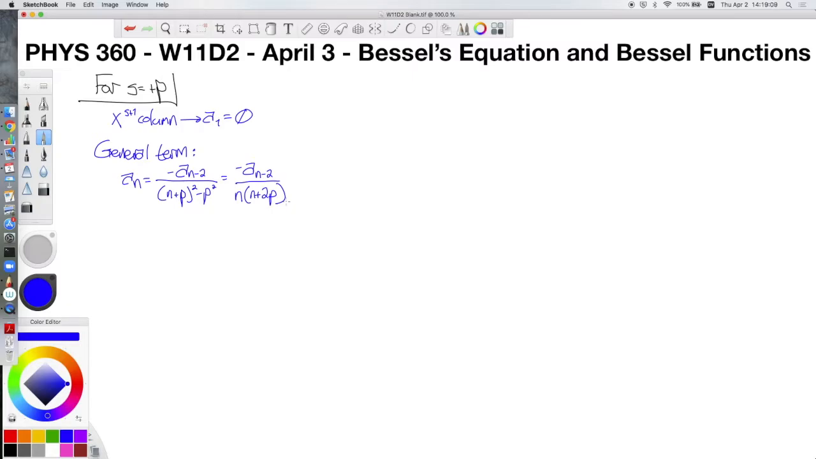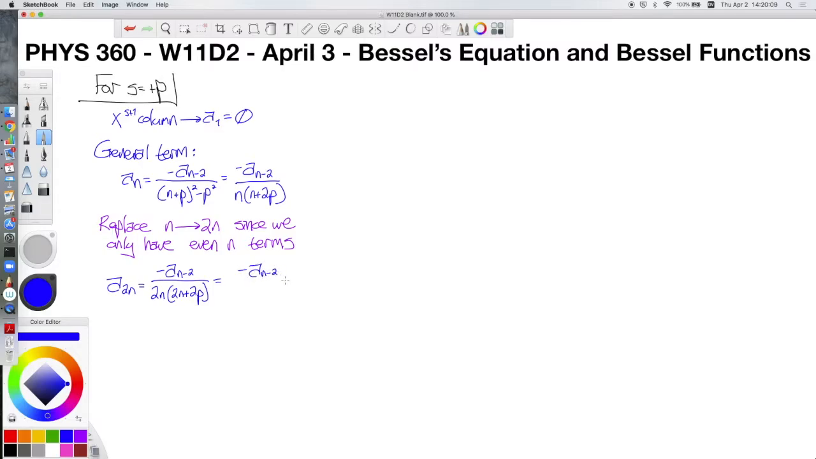This means we're only going to have even values of n, so we may as well save ourselves a little notational difficulty later and just replace all of our n's with 2n to represent only even numbers. Which gives us the following expression for a sub 2n, which can be rewritten in a way that might seem a little weird, but it's going to make the pattern more obvious later. It can be written as negative a sub n minus 2 divided by 2 squared times the quantity n plus p.